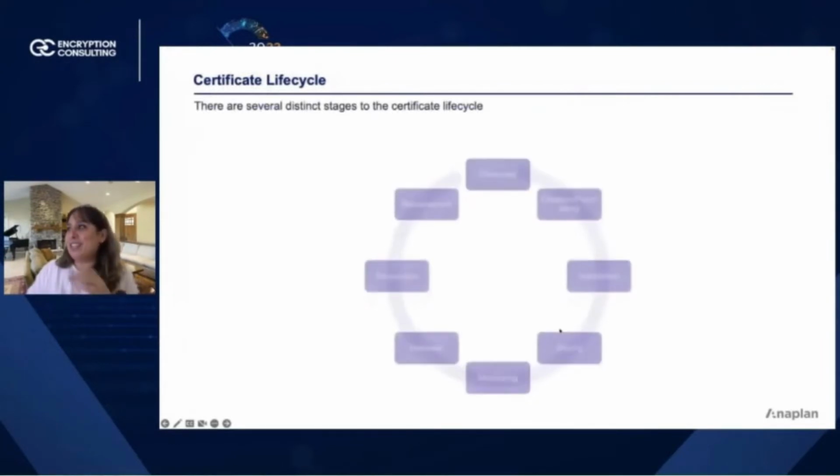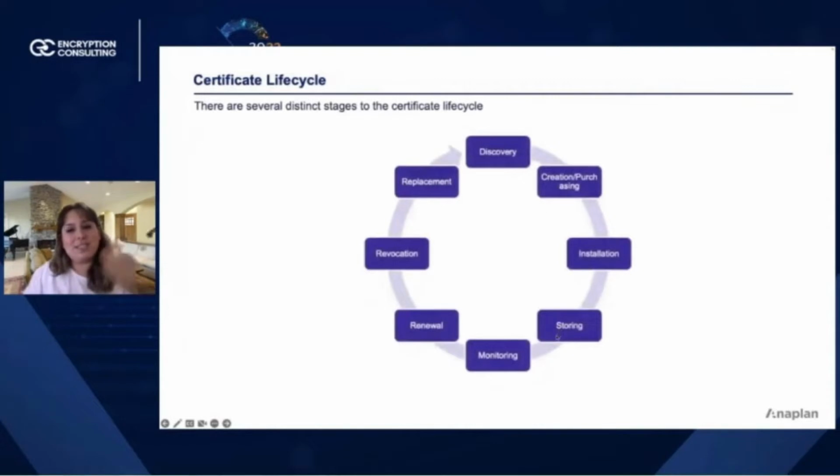We have several stages, and I'll go over those stages. First of all, we have the stage of discovery. This is the first stage of the certificate lifecycle, while the network is scanned to see if we have missing, expired, or unusable certificates. If we have vulnerabilities, we can discover them, fix them, remediate, or replace those certificates.